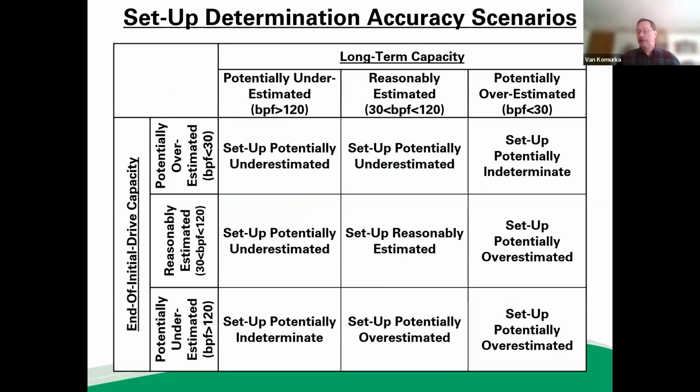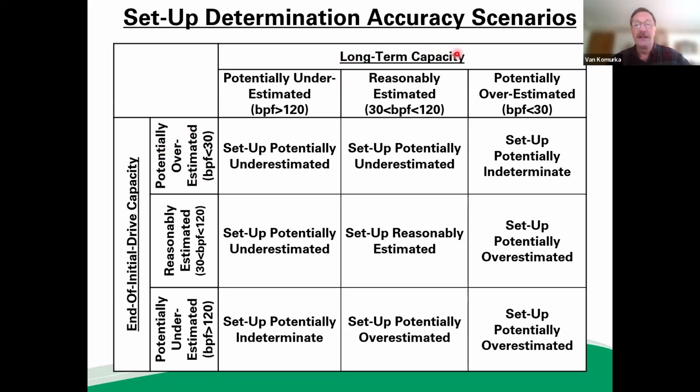So now we get to this table, which wouldn't have been as easy to explain without those previous slides. So on the vertical axis, we have end of initial drive capacity and three categories. Either the blow counts are greater than 120, therefore the initial capacity is underestimated. Or the blow counts at end of drive are in a reasonable range, between 30 and 120, therefore the pile capacity is reasonably estimated. Or the blow counts are less than 30, and therefore the initial pile capacity is potentially overestimated.